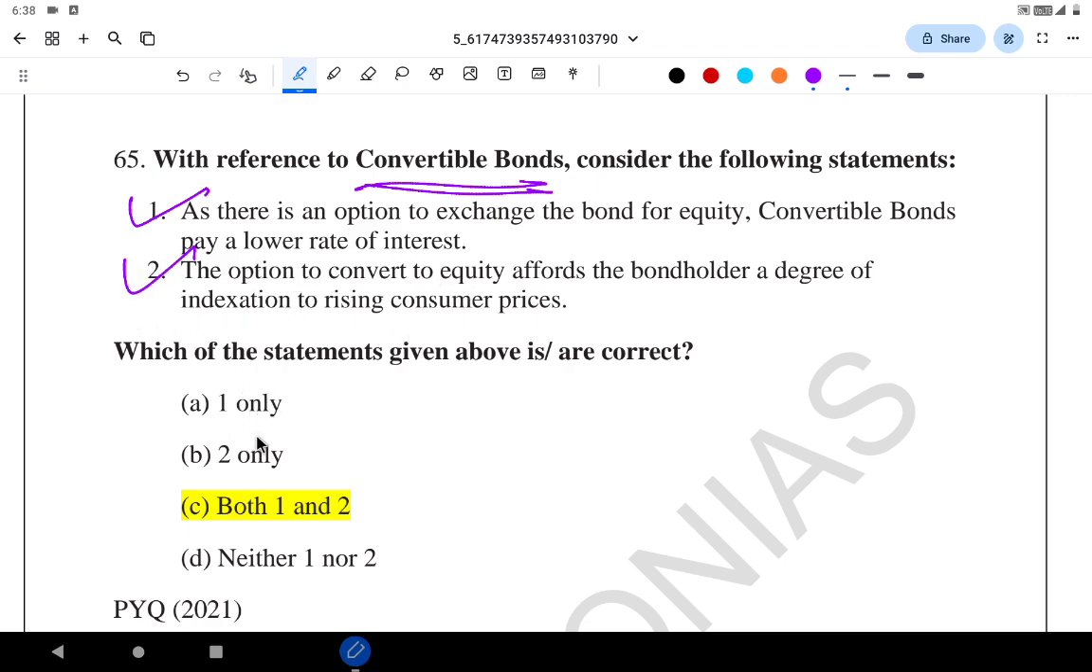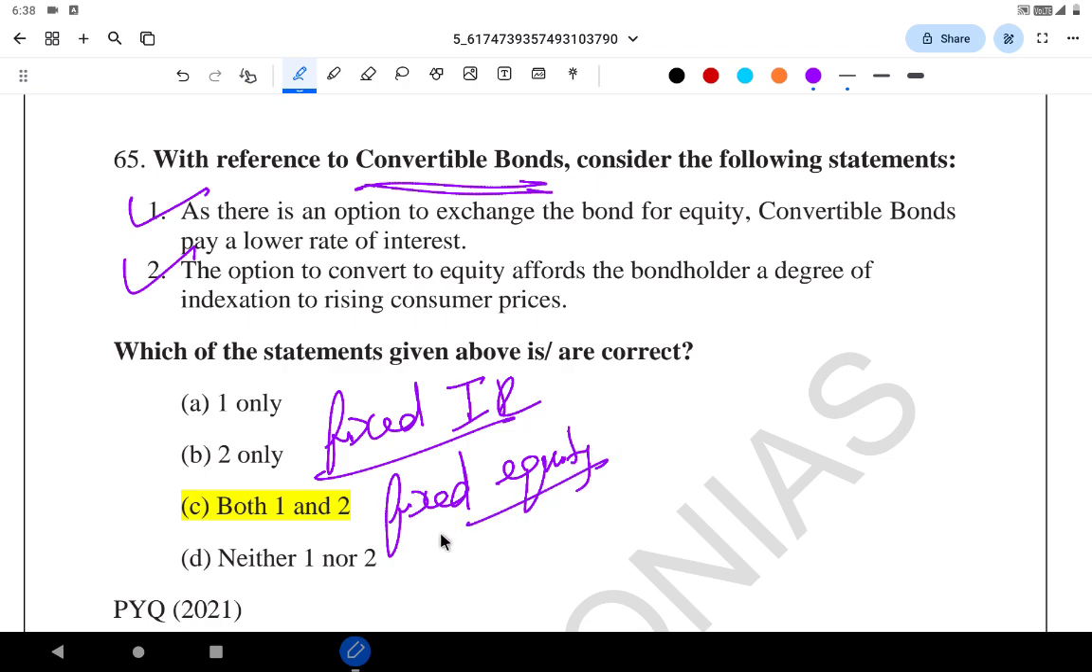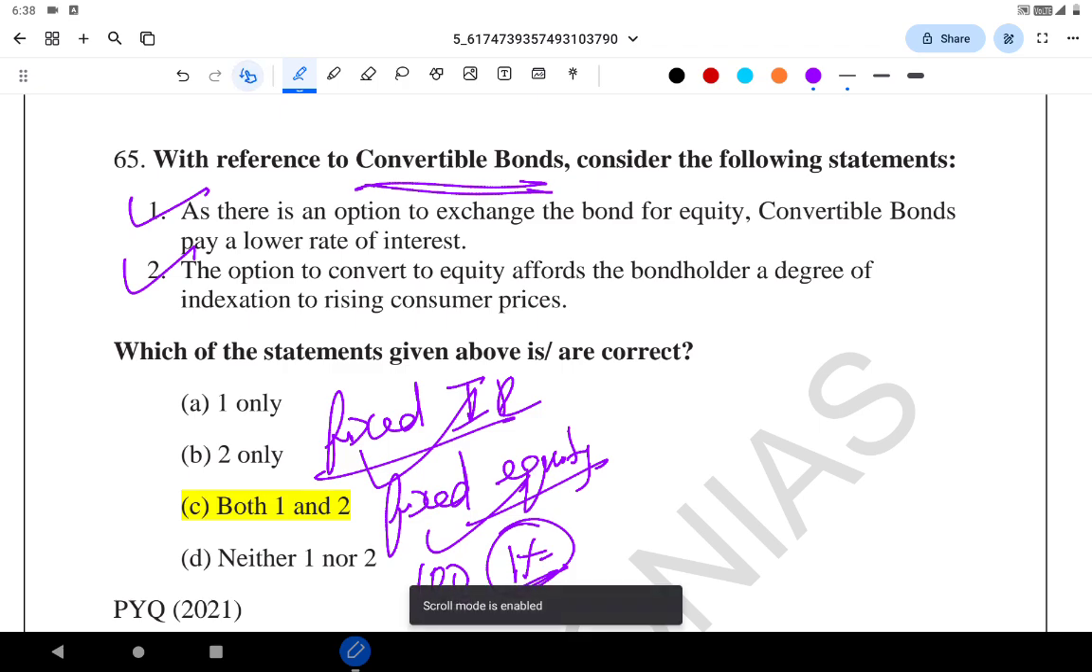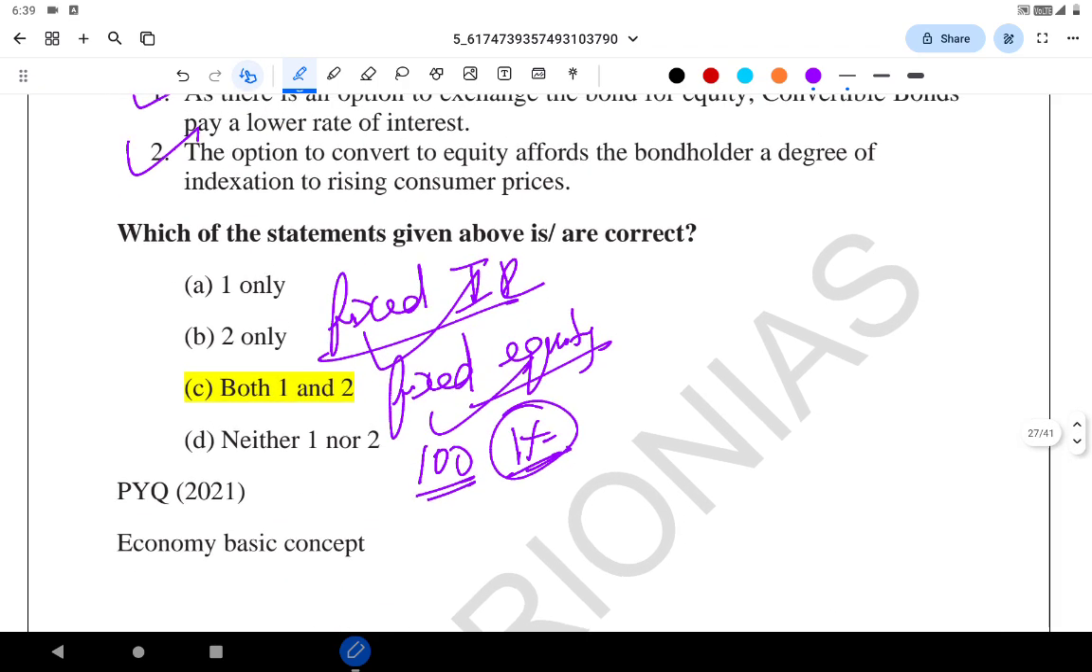See, what are convertible bonds? Convertible bonds have fixed interest rates, and they also have a fixed amount of equity. Say somebody holds 100 convertible bonds of a particular company, and when that is converted into equity, they will get 1% of the shares. These are fixed. The interest rate is fixed and the equity also is fixed. The question related to convertible bonds is a basic concept of economy, asked in 2021 as well.